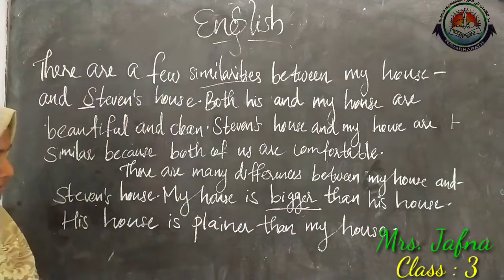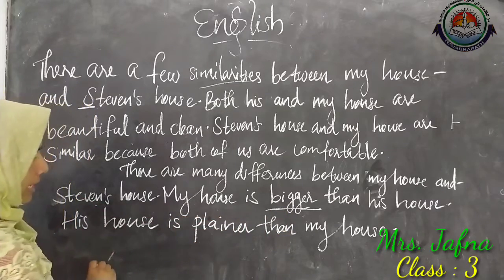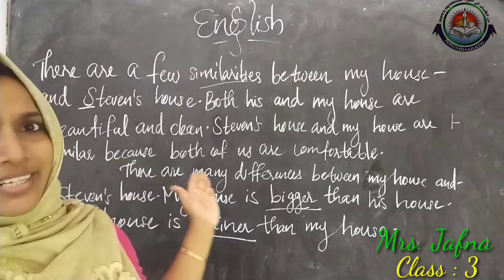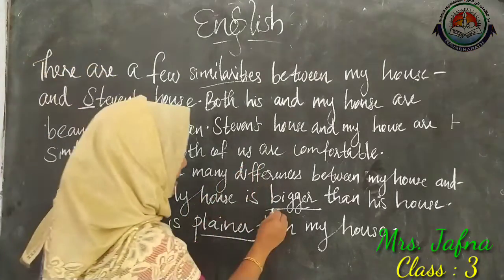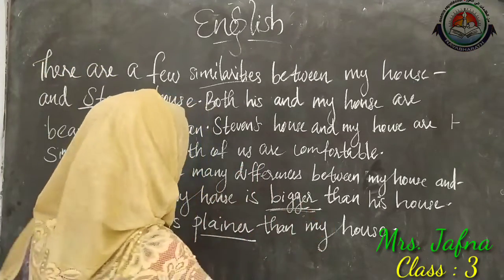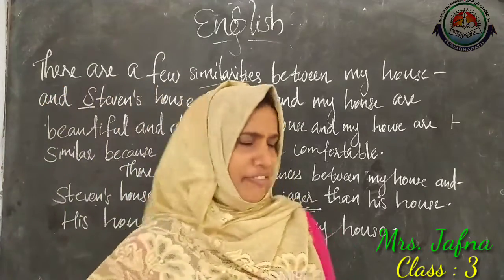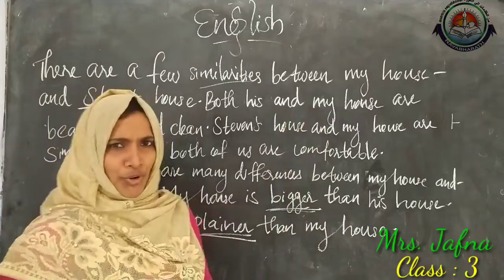So which are the words we have used here? Bigger, then plainer, then here. See children, in this first paragraph, we are not using any describing words like this, bigger, plainer or more comfortable. Like that we are not using. Did you note down that?